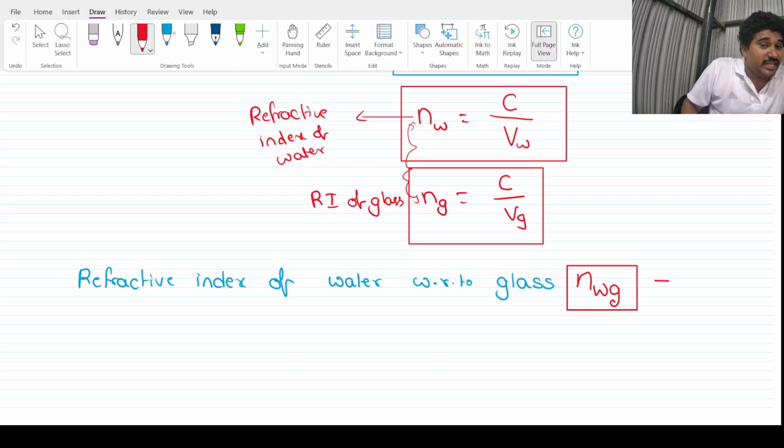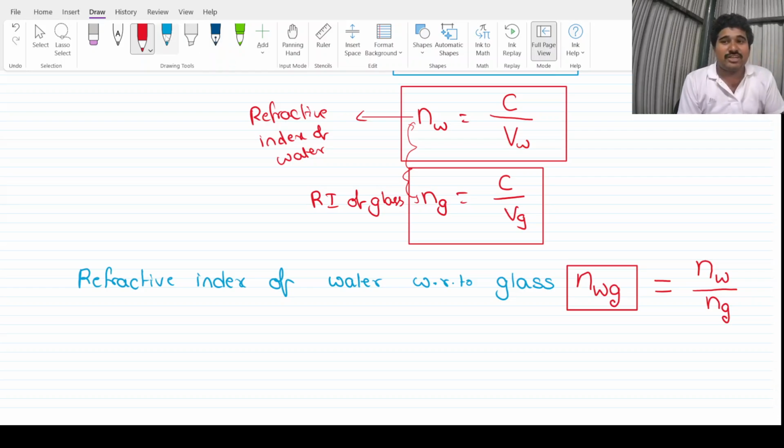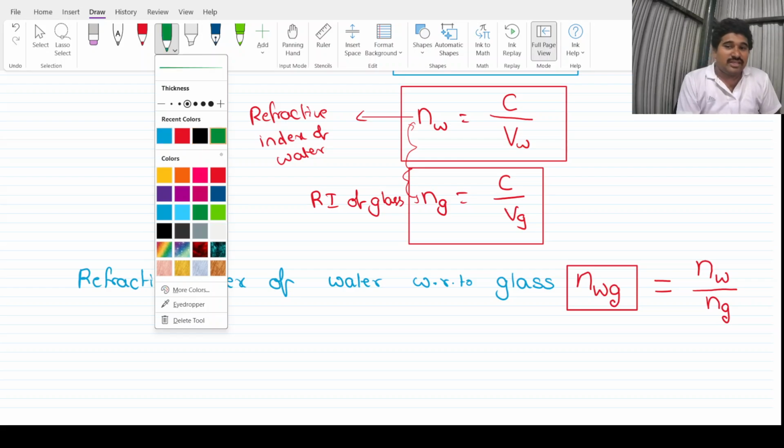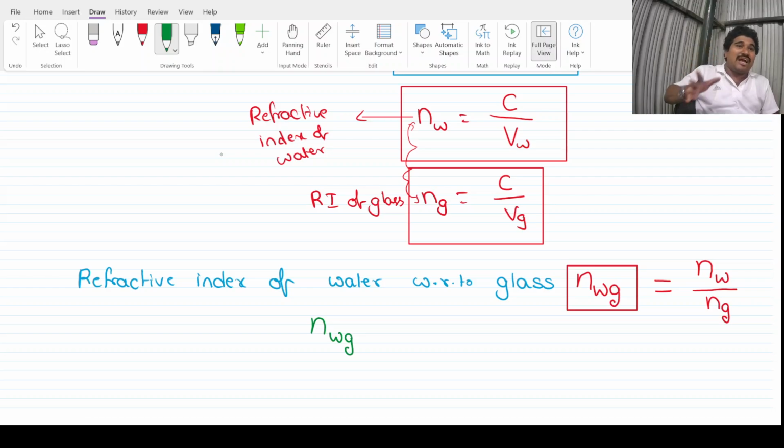nwg, which is equal to, you are comparing water with respect to glass, so n water divided by n glass. What is nwg? The refractive index of water with respect to glass. Its formula will be nw by ng.